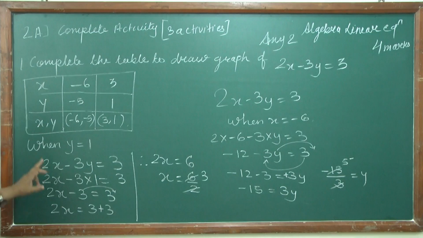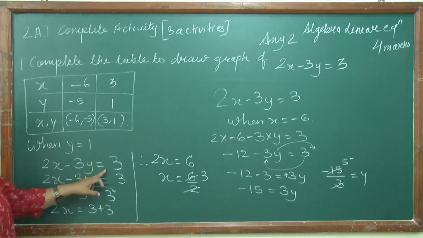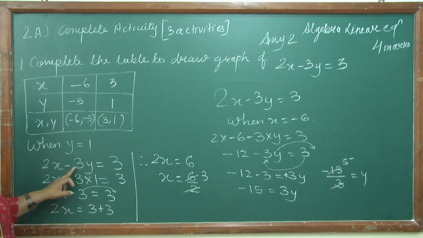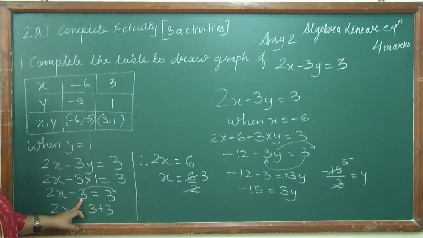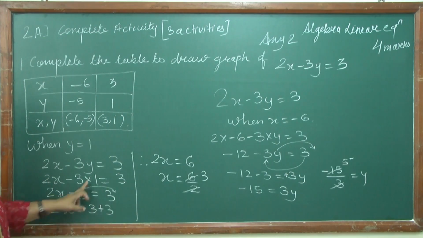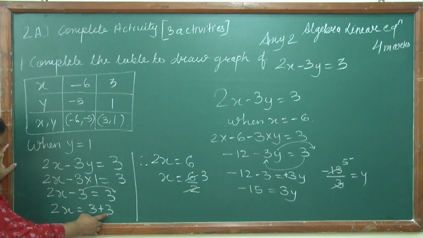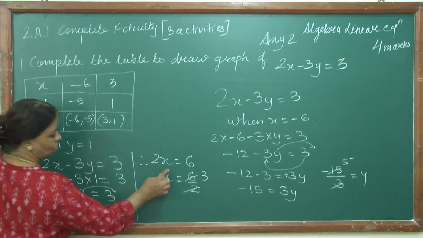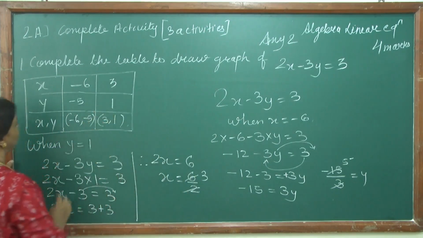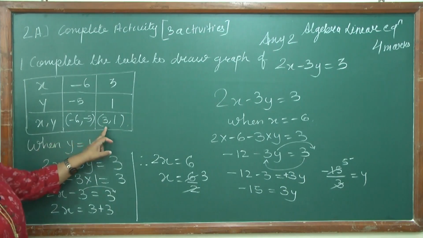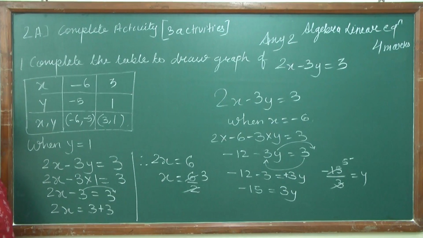See once again children, 2x minus 3y is equal to 3. 2x minus 3 into y value is 1. So 3 into 1 is 3, minus 3. Now minus 3 will go there and it will become plus. So 2x is equal to 3 plus 3 is 6. So x will be here, 2 will go down and it will be 3. So x and y coordinate is 3 and 1. You can pause and you can solve the sum children.